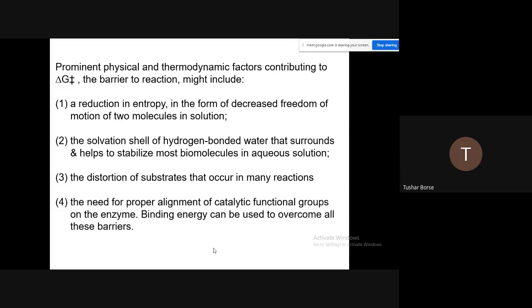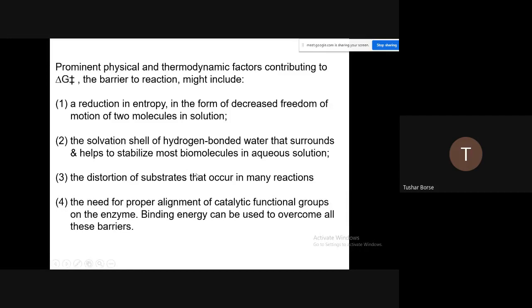And the last one, which is very important: if you want to prove that there is a specificity between the enzyme and the substrate, there should be a proper alignment between the functional groups of the substrate and the functional groups of the active site of the enzyme, right? So going to the molecular level to understand how the enzyme is interacting with the substrate and helping to lower the energy of activation, these are the four factors which might be responsible for lowering the energy of activation and increasing the rate of the reaction.